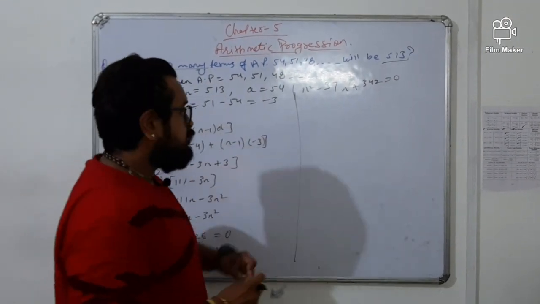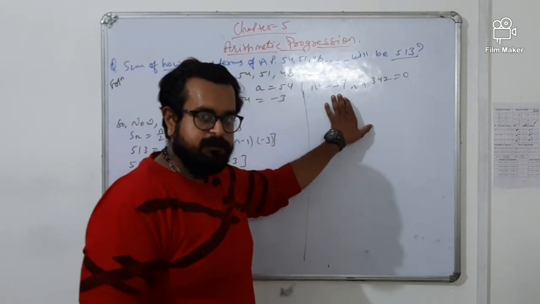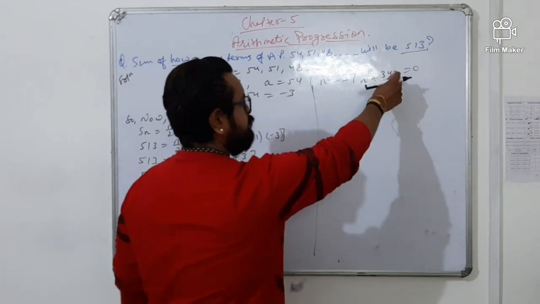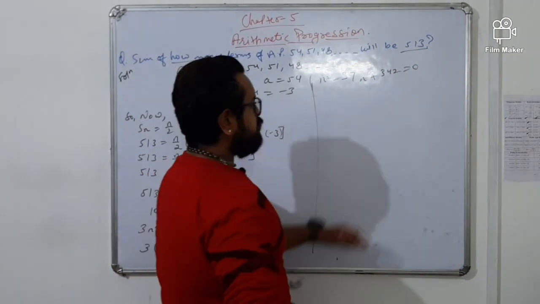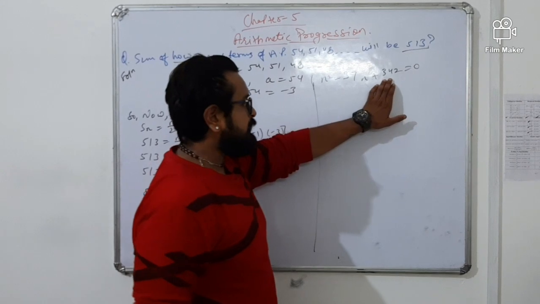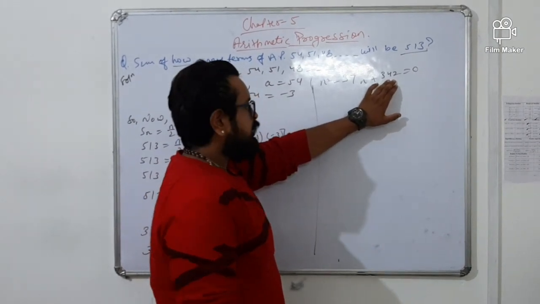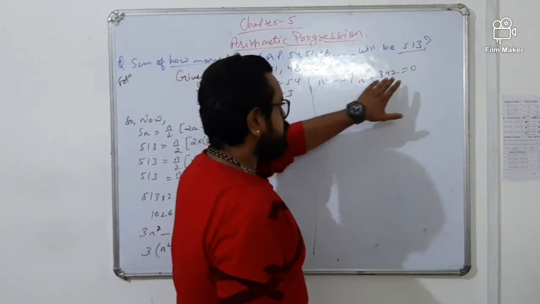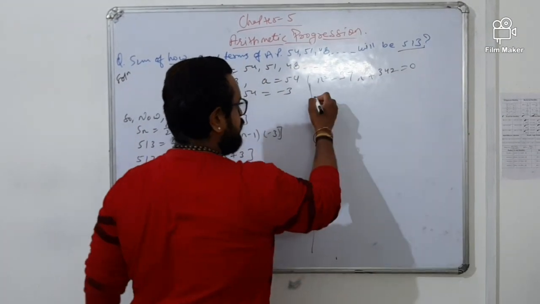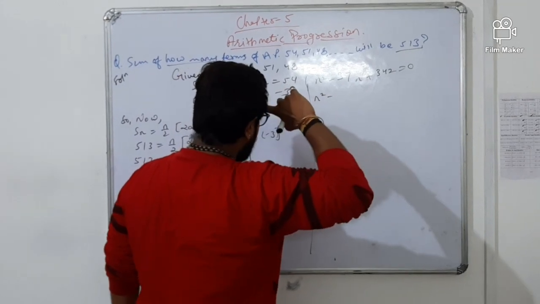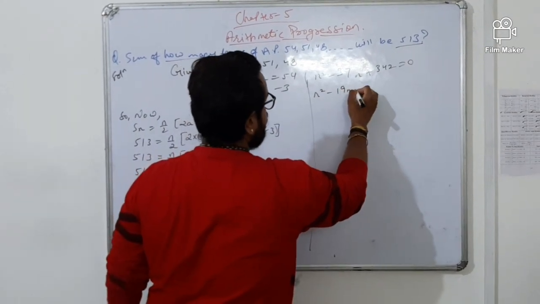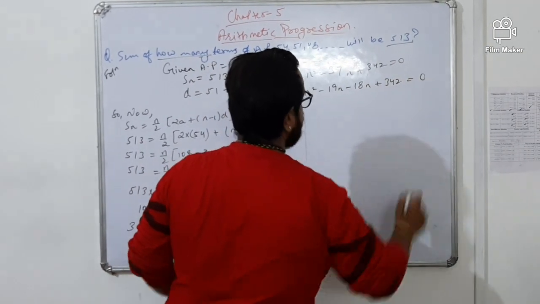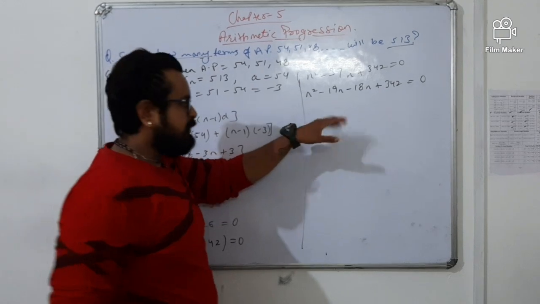Now we have to solve this equation by the method of splitting the middle term. So we will factorize this number and will split the middle term into two numbers, on multiplying which we should get 342, and on adding those two numbers we should get 37. So the factors of 342 will be 18 and 19. N square minus 19n minus 18n plus 342. These will be the terms.